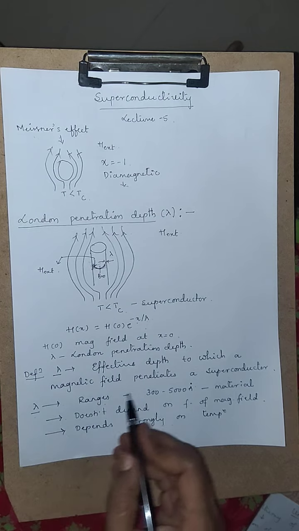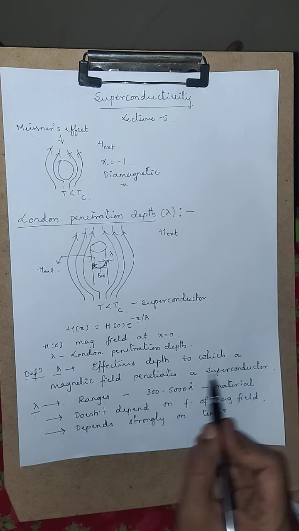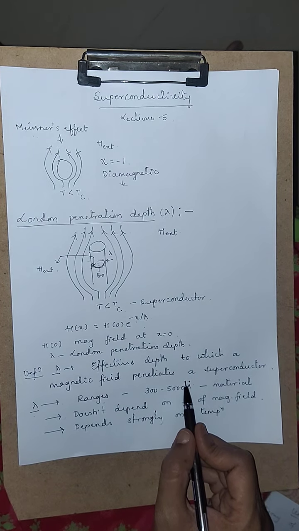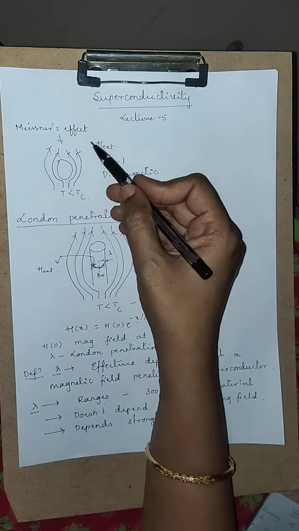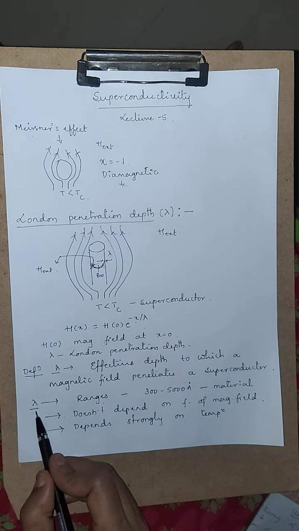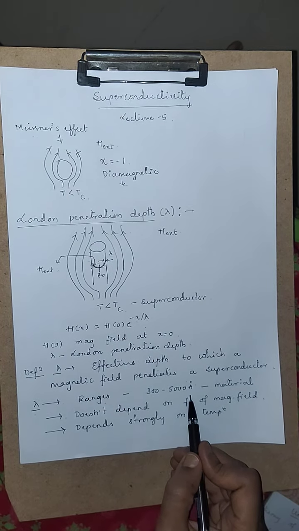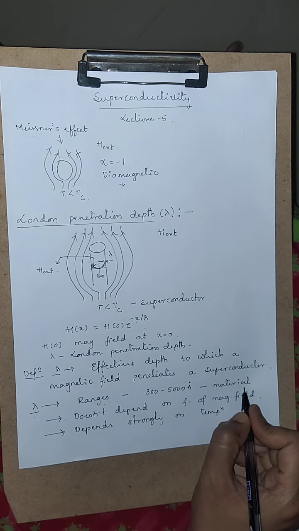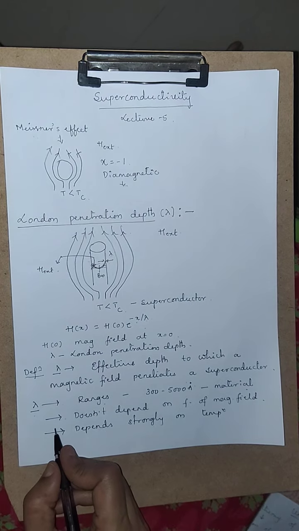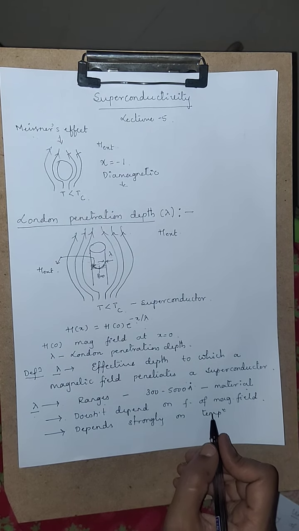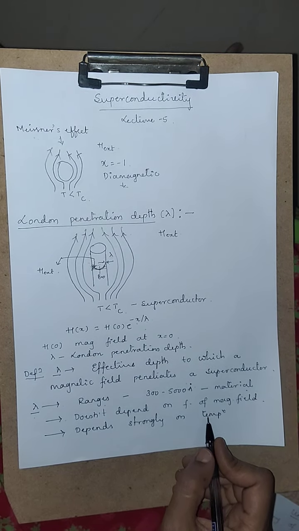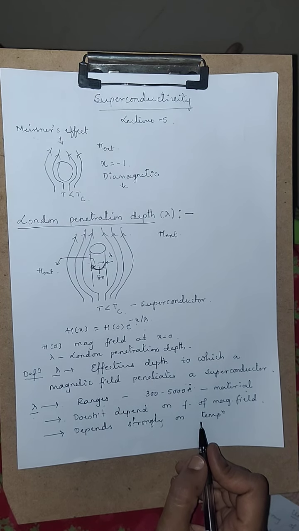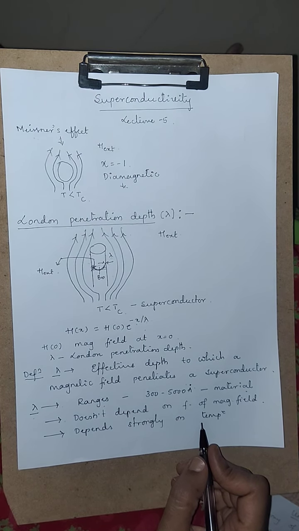Lambda is the effective depth to which a magnetic field penetrates a superconducting material, which follows the Meissner effect. Lambda value ranges from 300 to 5000 angstrom unit, which depends on the type of the material under consideration. Lambda does not depend on the frequency of the magnetic field, and it also strongly depends on the temperature.